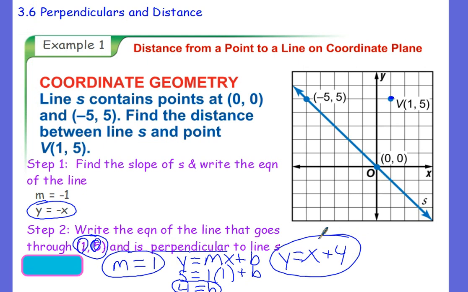Okay, so that's step 1 and step 2. Step 1, we found the equation of this line they gave us. Step 2, we found the equation of the line that goes through this point, and it's perpendicular to this line. All right, let's move on.